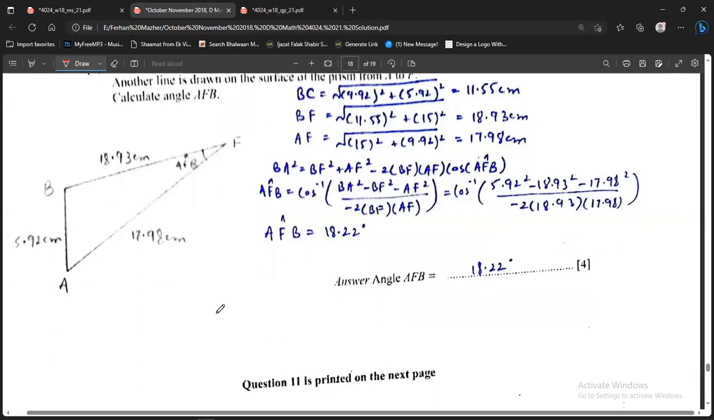So let me tell you one thing. If you want to find out this angle, another good way can be the cos of this angle. Let me call it angle F.